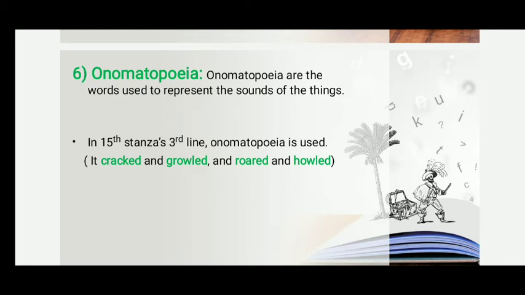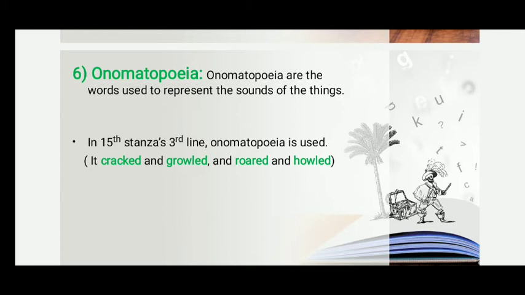Sixth literary device. First part of this poem is onomatopoeia. So, what is onomatopoeia and where is it used? Let's see. Onomatopoeia are the words used to represent the sounds of things.